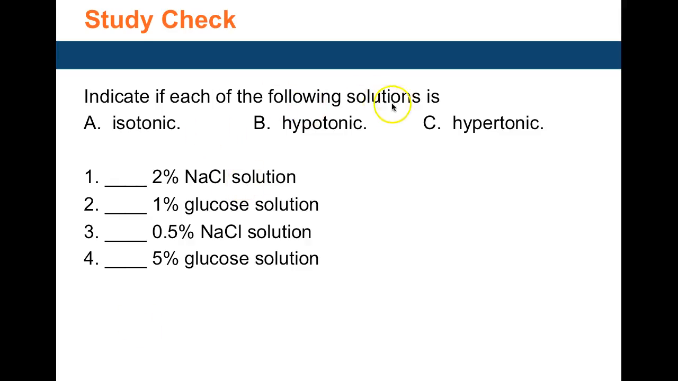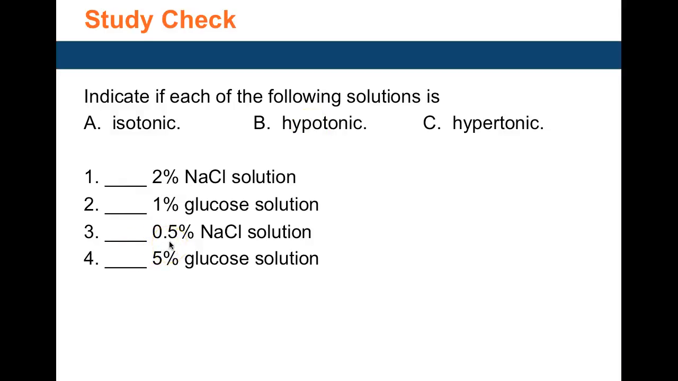Indicate if each of the following solutions is isotonic, hypertonic, or hypotonic. All right. So normal NaCl should be 0.9%. This is higher, so it is hypertonic. Normal glucose level should be 5%. This is 1%, so therefore that's hypotonic.